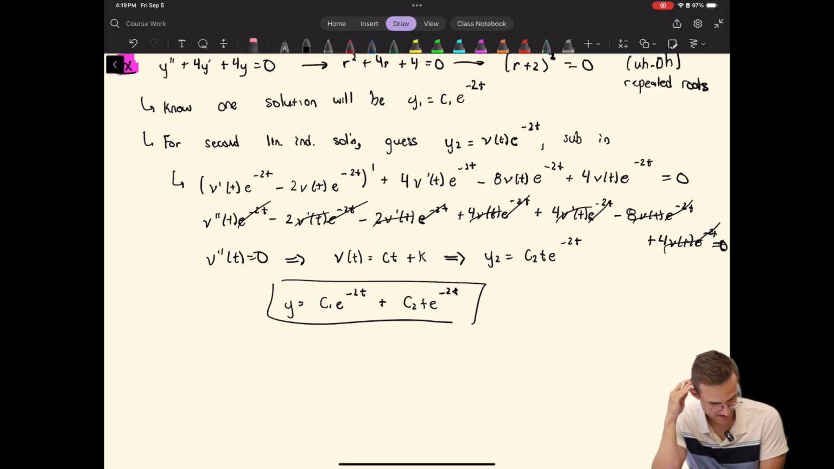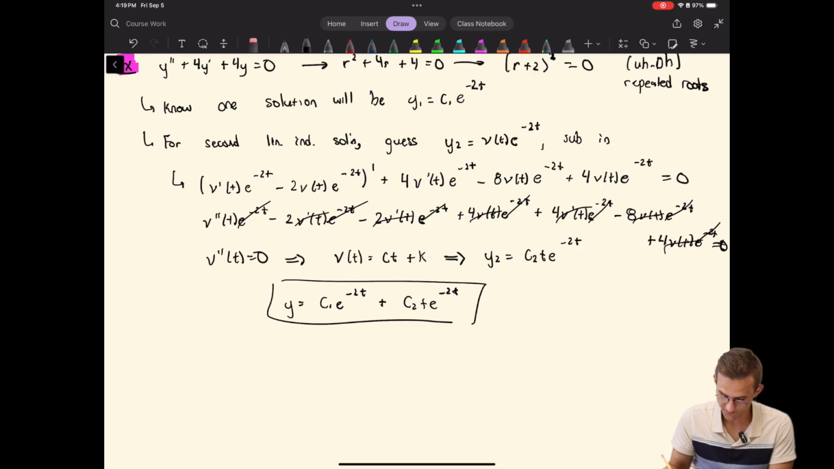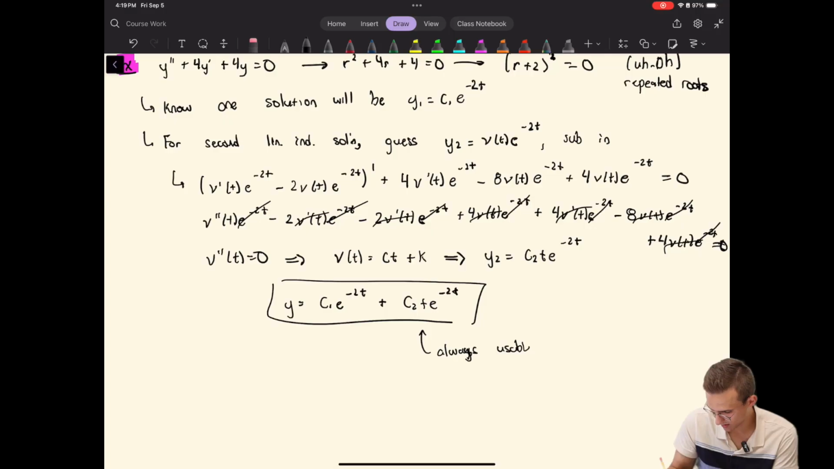Okay, and because the exponential coefficient is a double root of the characteristic equation, you're always going to get that nu of t is a linear function of t, so you can always use this form. Always usable for double roots.